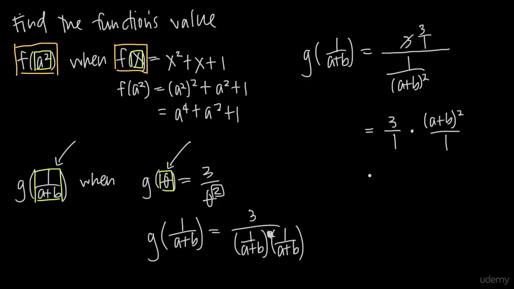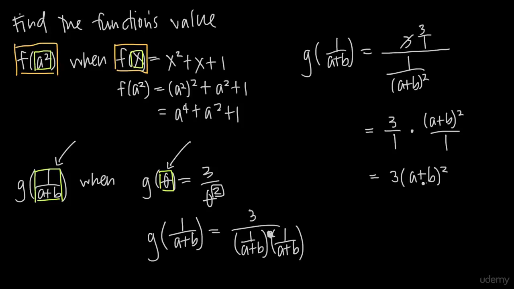Now we're multiplying fractions, so when we multiply our numerators together, we're going to get 3 times quantity a plus b squared. When we multiply our denominators together, we're just going to get 1. We don't have to write this whole thing over 1. That's just redundant. That's understood that this is over 1. So then the answer is just 3 times quantity a plus b squared.